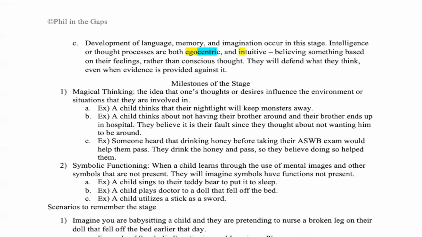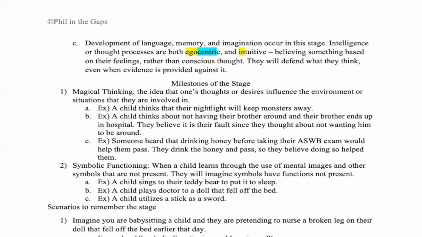So the milestones within this stage are magical thinking and symbolic functioning. Remember, sensorimotor was object permanence. An object is going to remain permanent in front of the individual. Prior to object permanence, they're like, oh my God, the object's gone. It's forever gone.